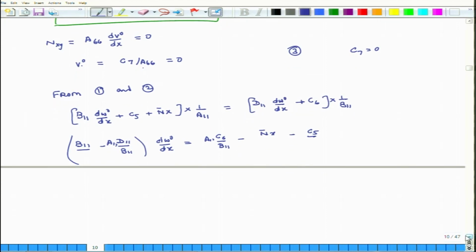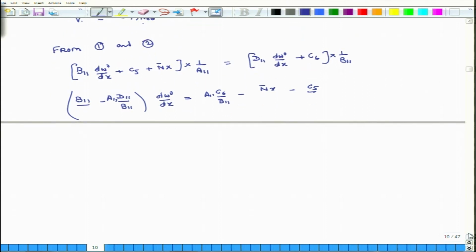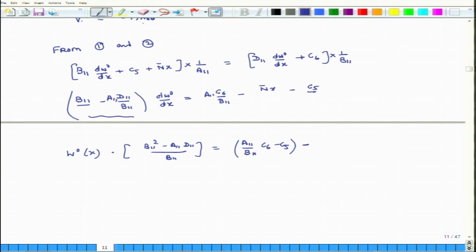Now, to get W I have to integrate this. It means that W naught x, which I can rewrite as (B11 square minus A11 D11) divided by B11, is equal to A11 by B11 C6 minus C5 minus N bar x square over 2, with an x here, plus another integration constant C8. So this is the expression for W naught.